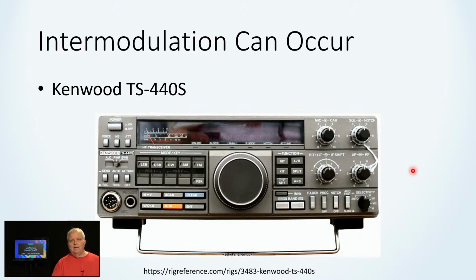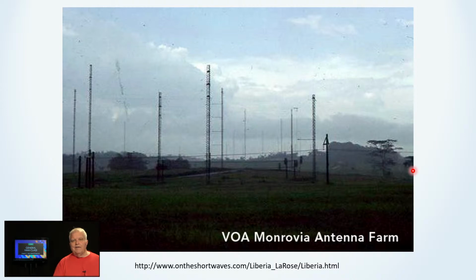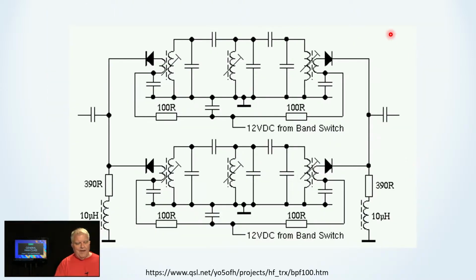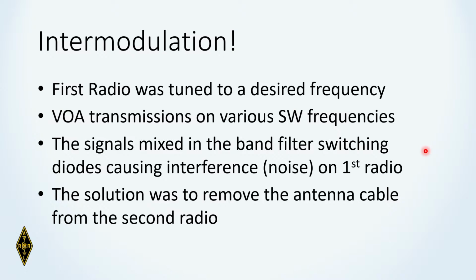I couldn't hear anything. I thought, what the heck is going on? Well, here, this is the antenna farm at the old relay station. You know, we had 2,000 acres of these curtain antennas with 20 dB of forward gain, and we had lots of radio frequency signals, and inside the new radio, the 440 that I'd put in, were bandpass filters like this and diodes. See the diode there and the diode there? These were used to select which filter, and when I plugged that antenna in the back of the 440, maximum intermodulation distortion occurred. Because VOA was transmitting on various shortwave frequencies, and they all mixed together, causing noise on the first station.